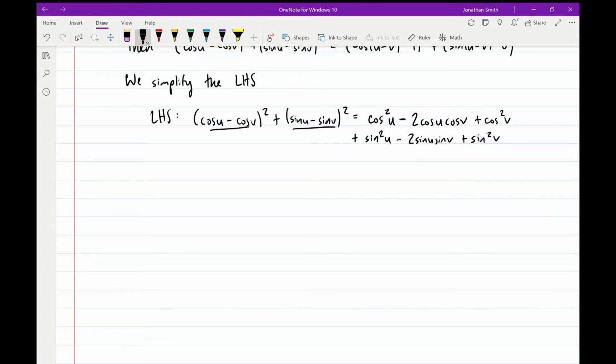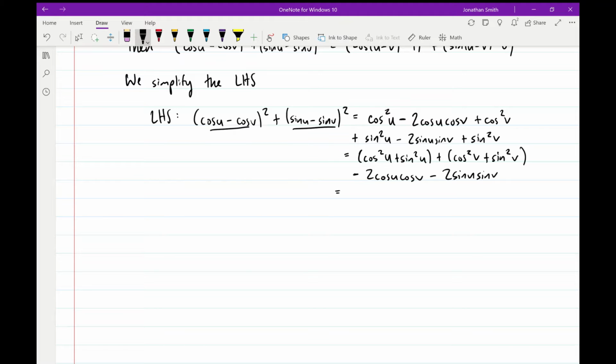And now let's see if we can simplify it even more. So what do I see here? I have a cosine squared u plus a sine squared u inside of here. And then I also have a cosine squared v plus a sine squared v sitting inside of there. And now I have a minus 2 times cosine u cosine v and a minus 2 sine u sine v. So I also have that.